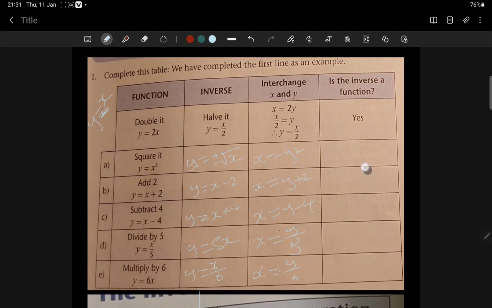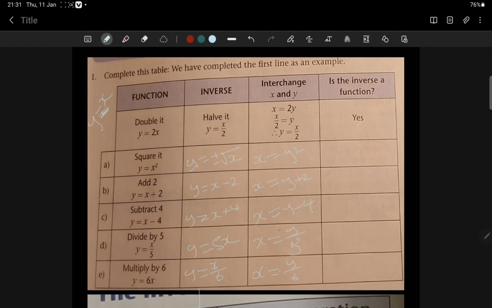Is this a function or not a function? The example says y equals 2x. Is this a function or not a function? It is a function. Why? Because for every point of x, there's at least one point of y. There's no point of x where there's no point of y here. This is why it is a function.